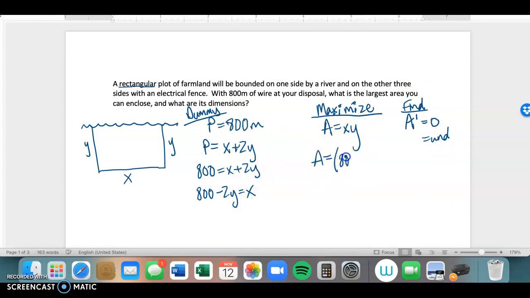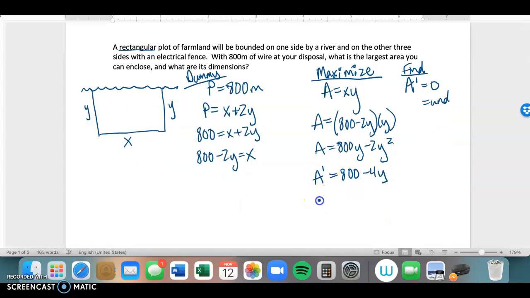So area equals 800 minus 2y times the y. So now notice I only have one variable. And I'm going to distribute that. So 800y minus 2y squared. So notice this is a parabola that's opening downwards, so it will create a maximum for us. It's always a good thing. And so when we do the derivative, A prime, we get 800 minus 4y. So we want to set that equal to 0. So 0 equals 800 minus 4y, and then negative 800 equals negative 4y, and y equals 200.